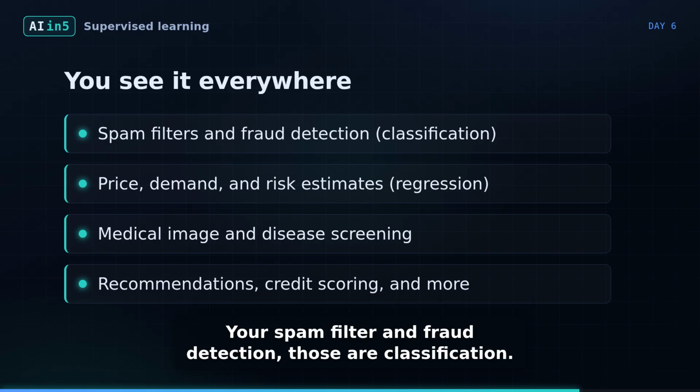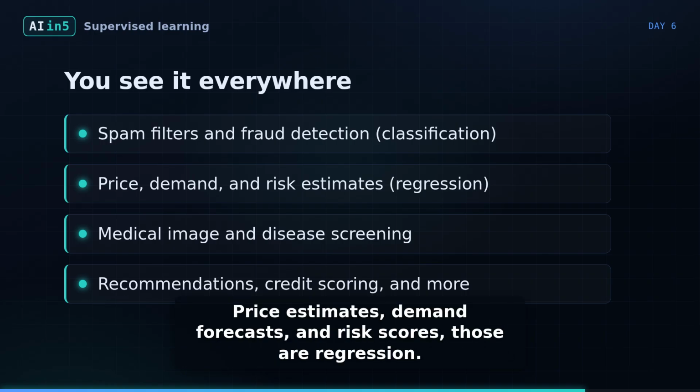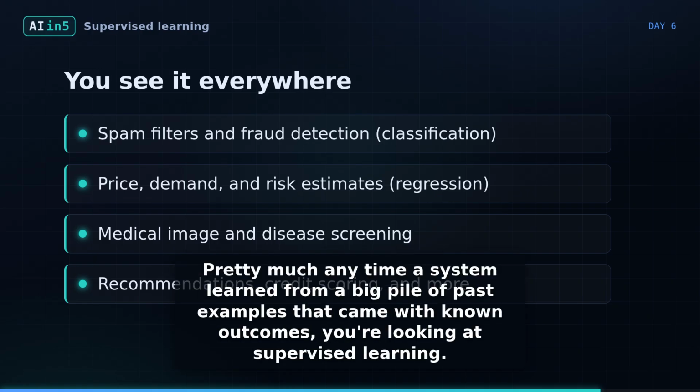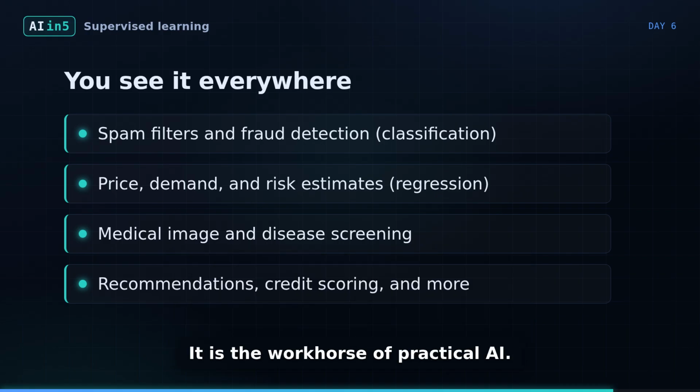Your spam filter and fraud detection, those are classification. Price estimates, demand forecasts, and risk scores, those are regression. It helps flag diseases in medical scans, decides which posts to recommend, and powers credit scoring. Pretty much any time a system learned from a big pile of past examples that came with known outcomes, you're looking at supervised learning. It is the workhorse of practical AI.